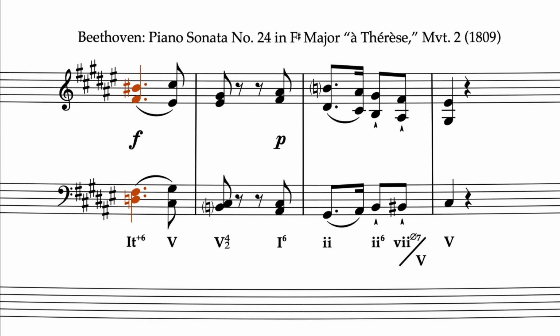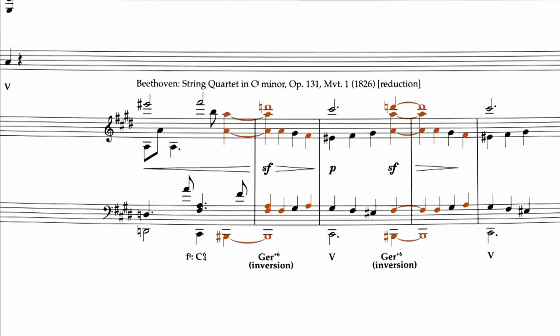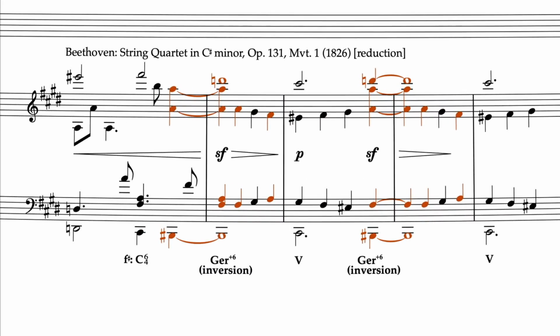Note that in a 4-part texture, the tonic, F sharp, is doubled, for good voice leading reasons, but this is still a normal Italian sixth. Fast forward to the famous string quartet in C sharp minor, opus 131, and Beethoven gives us a German sixth in inversion and treats the home key of the piece as the local dominant, which is eventually reinterpreted as the leading tone as it moves into the next movement.